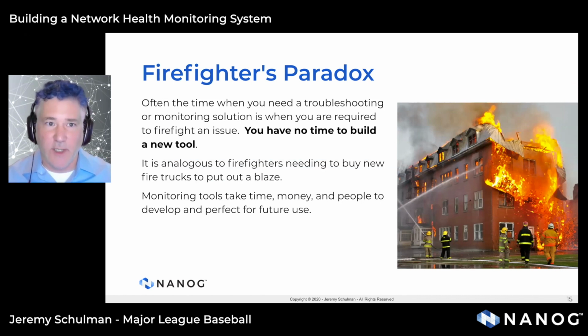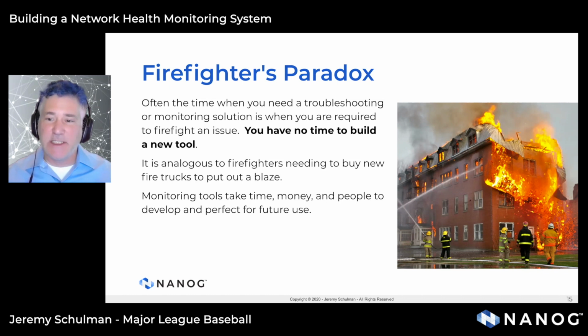And then you get into what I would call the Firefighters Paradox, meaning a lot of times you don't know the tool that you need until you're presented with a problem. And when you're presented with a problem, then perhaps your house is on fire and you have no time to build that tool to solve the problem. It's like saying, as a firefighter, I need to go buy a new fire truck as I'm rolling out to go fight a fire. You can't do that. You don't have the opportunity to do that. And a lot of times people don't know what health monitoring they want to do until they surface a problem in their network.